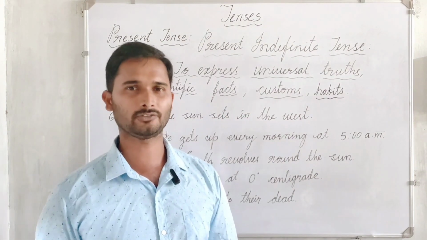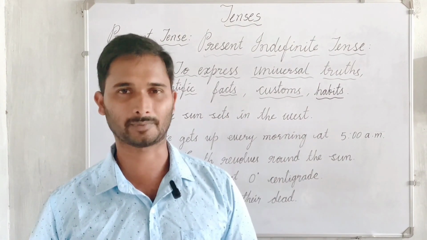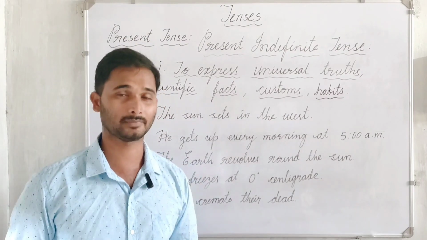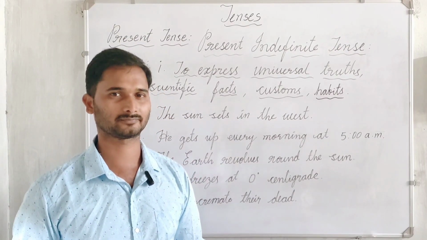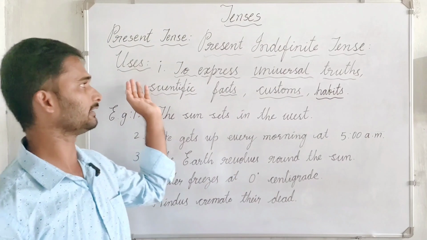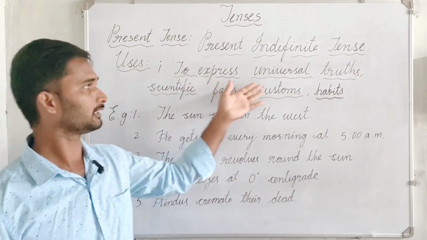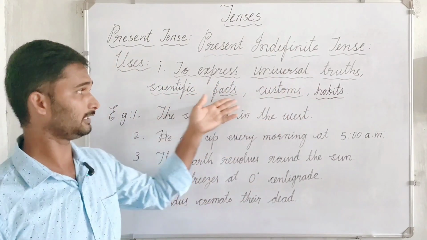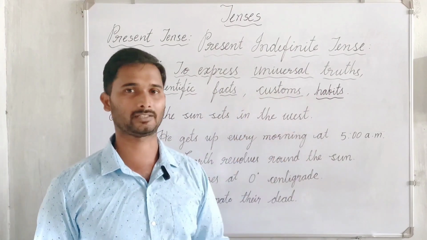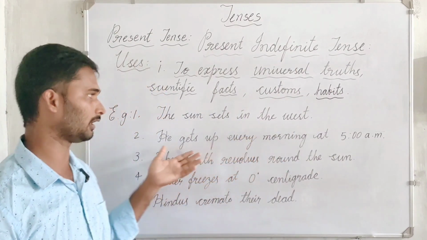In this video, we are going to learn some of the uses of present indefinite tense step by step with some examples. Here is the first use of present indefinite tense. It expresses universal truths, scientific facts, customs, or habits. Here we have few examples of these.